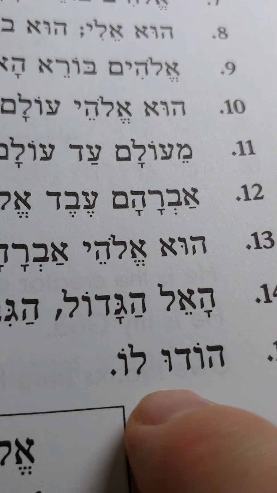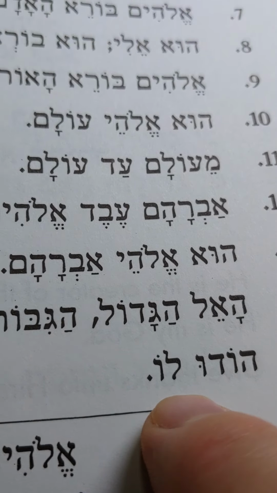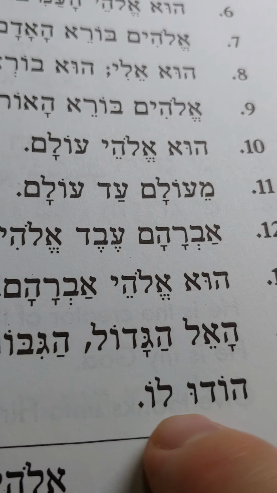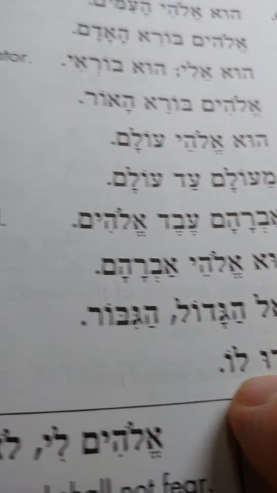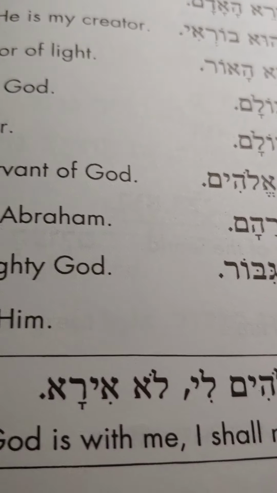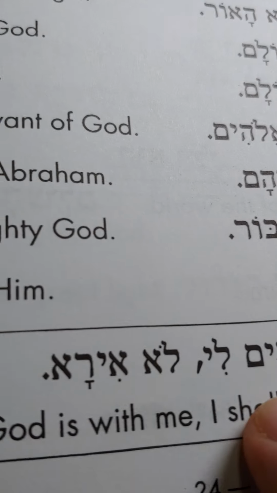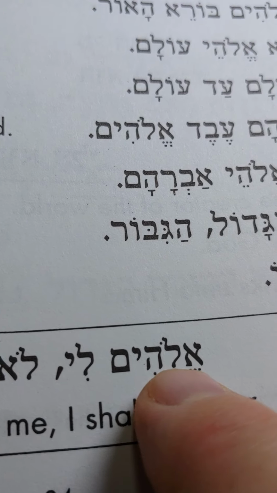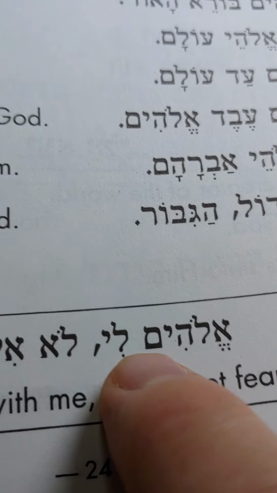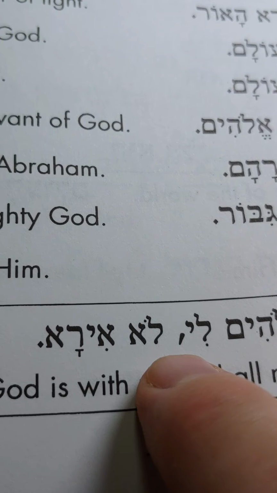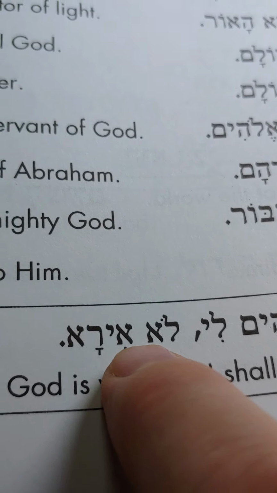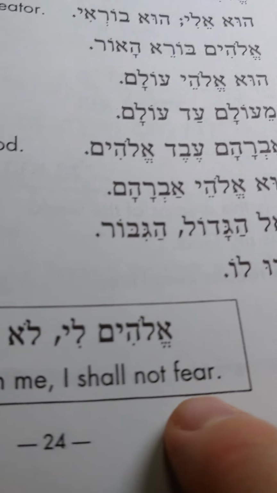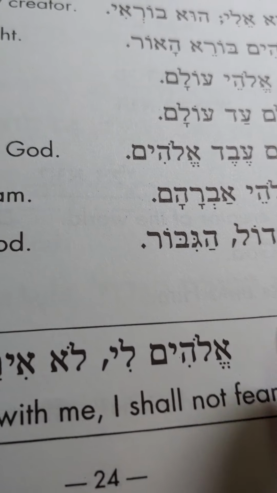Line 15. Hodu lo, give thanks to him. Hodu, from the word todah, thank you. Lo, to him. Give thanks unto him. Elohim li, lo ira. God is with me. Elohim, God, li, with me. Lo means not. Ira, I will be afraid. God is with me, I shall not fear. Very good.